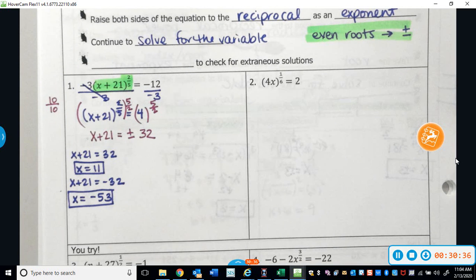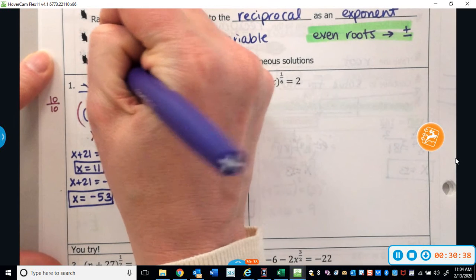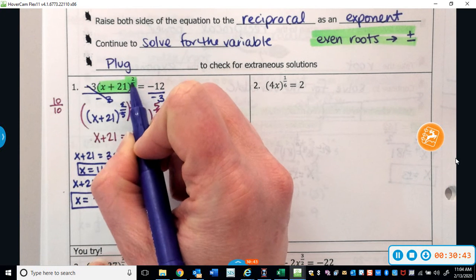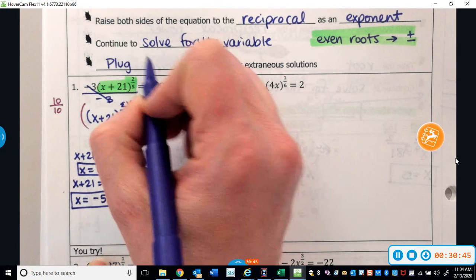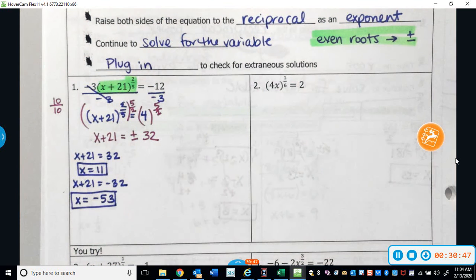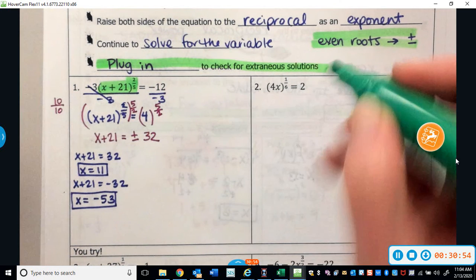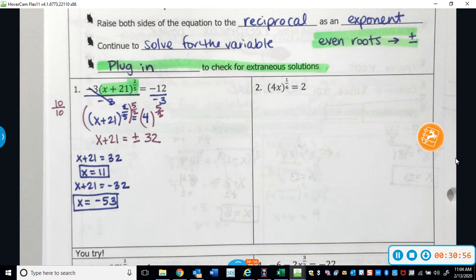I'll come take a look at your paper. At this point, since we had an equation that technically had a radical in it, even though we aren't seeing it as a radical, this is a radical of 5, that tells us that we do need to double check and make sure that we don't get any extraneous solutions. So you'd want to plug back in and see, do 11 and negative 53, do they both work? Do they not work? Does only one of them work?